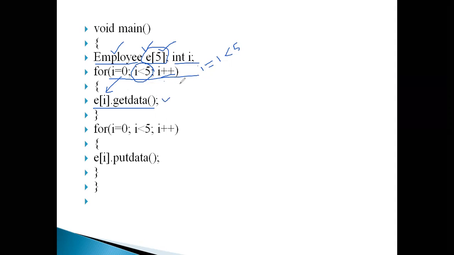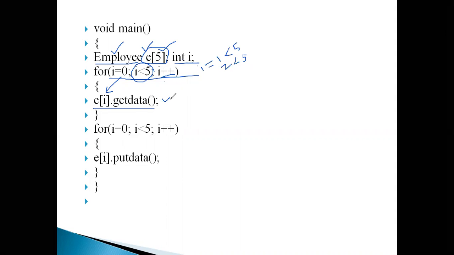So again I am entering name and age of the second employee. Then I plus plus, I value becomes 2. Again 2 is less than 5, yes, true. So again it is executing E of I dot get data, E of 2 dot get data. Again executing name and age by means of the get data function.